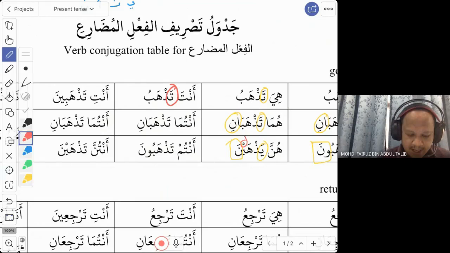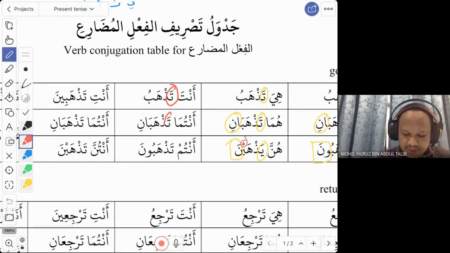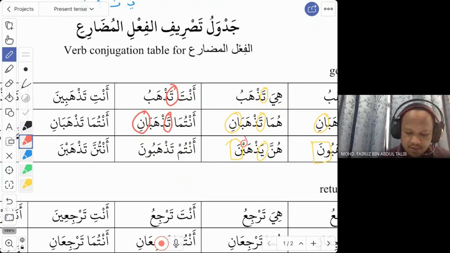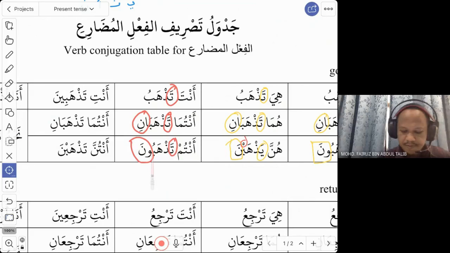Antuma, tazhabani. Again, for antuma, we use ta, but since this is for two, we add alif nun. So here, alif nun is similar to this one. Tazhabani. Antum, tazhabuna. So for antum, again, we use the ta. But in the end, you have waw and nun because this is for jama' and muzakkar. So you use the waw and nun.